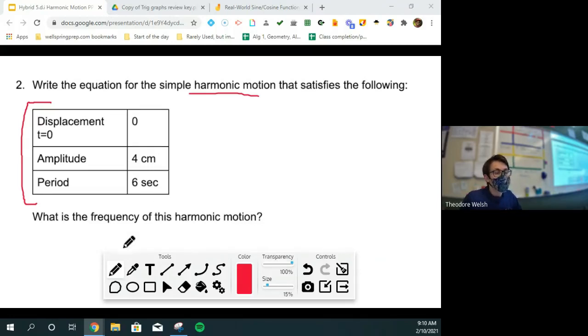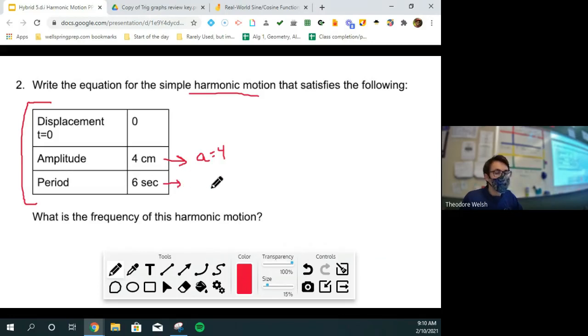Okay, so a few things. So we'll talk about the things that we know first. So amplitude is something we've definitely seen before. We have an amplitude of 4 centimeters. That means when I'm writing my trig function, I know my a value is going to be 4. Amplitude is something we've seen. We have a period of 6.